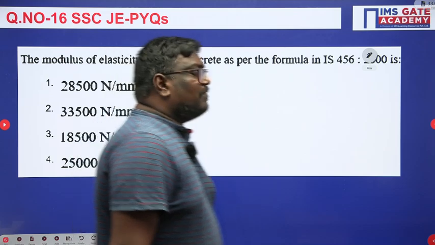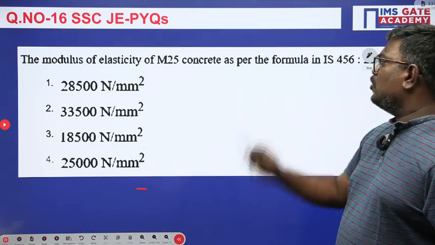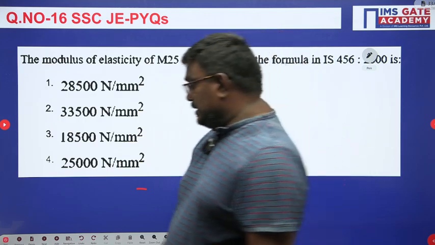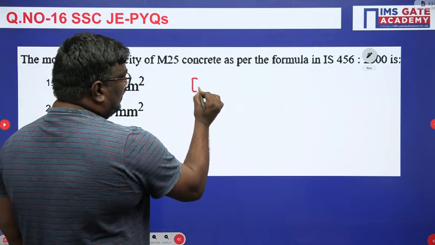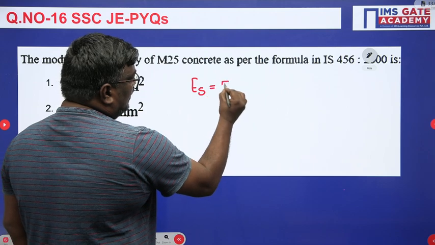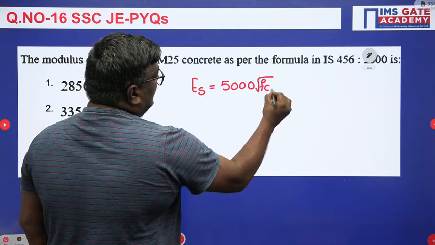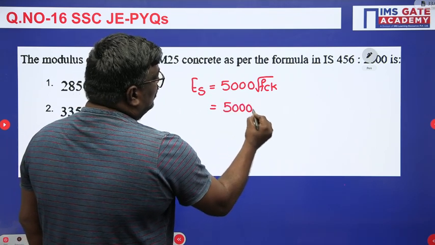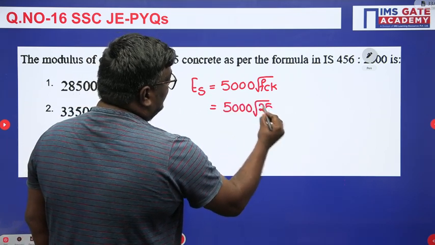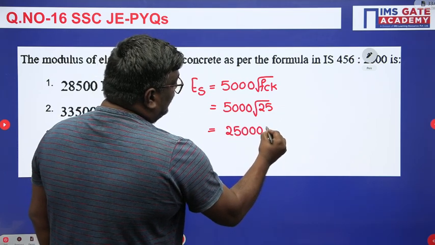Now, the modulus of elasticity. See students, here they are asking the modulus of elasticity of M25 concrete as per IS 456. Now, if they ask you the short-term modulus of elasticity, it is given by the formula 5000 root fck. Here the grade of concrete is 25. So, 5000 root 25 will be equal to 25,000 Newton per mm square.